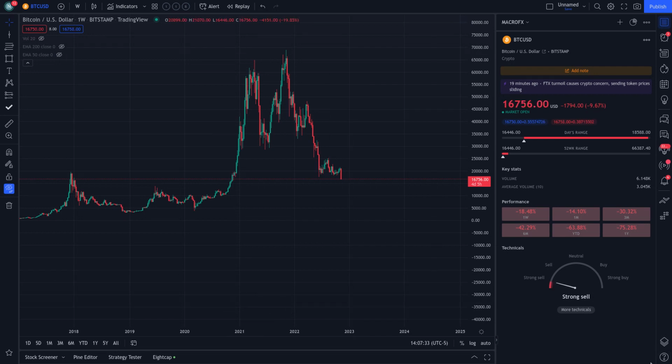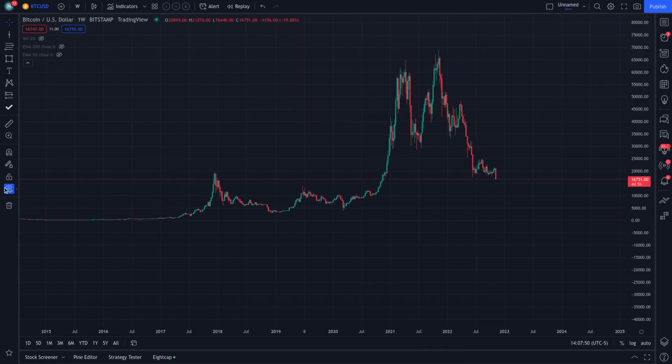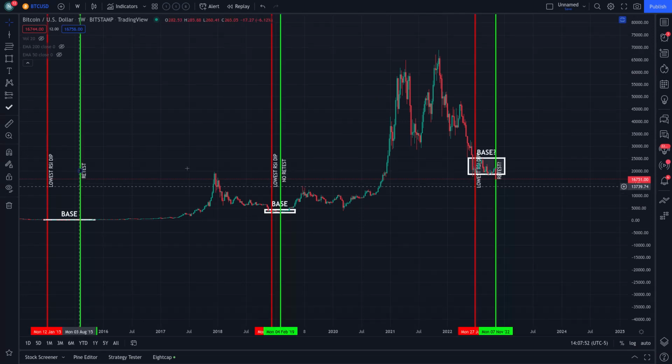Today's November the 9th, 2022, and the current price of Bitcoin is $16,756.00, slightly negative 9.6% for the day. Seriously, guys, this is so simple. Hopefully you guys are doing well, and I'm pretty sure a lot of people are selling. I'm not selling Bitcoin, not right now.